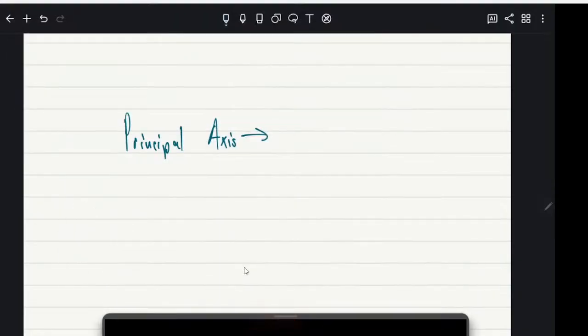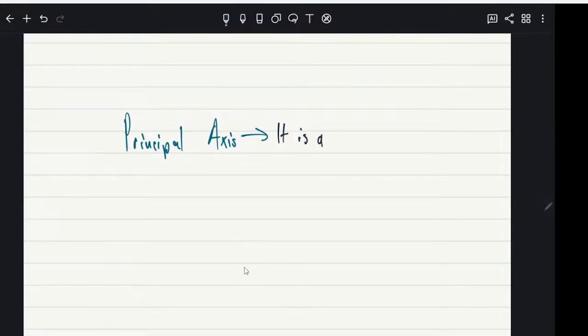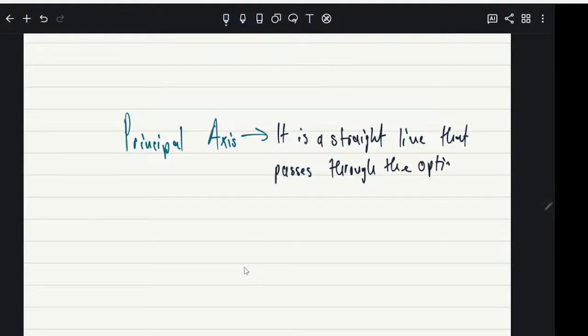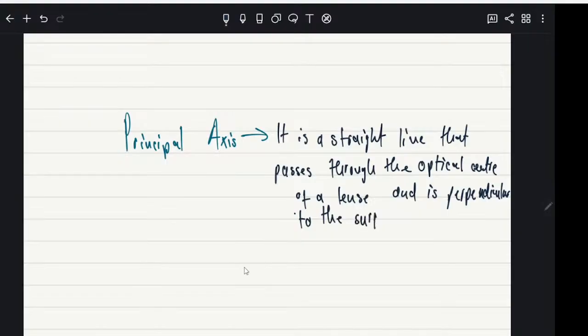I want you to say, it is a straight line that passes through the optical center of a lens and is perpendicular to the surface or to the normal.